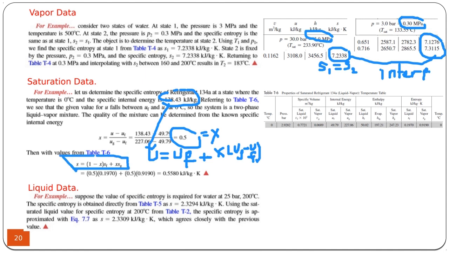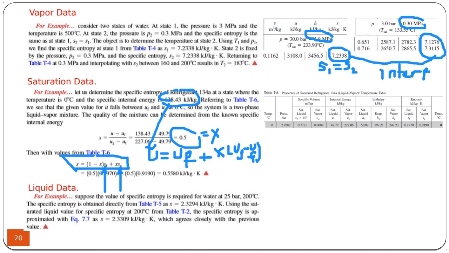From the saturation table, you will read the liquid entropy and gas entropy at the given pressure or temperature and calculate the value of the entropy in the mixture, which has a quality of 0.5.